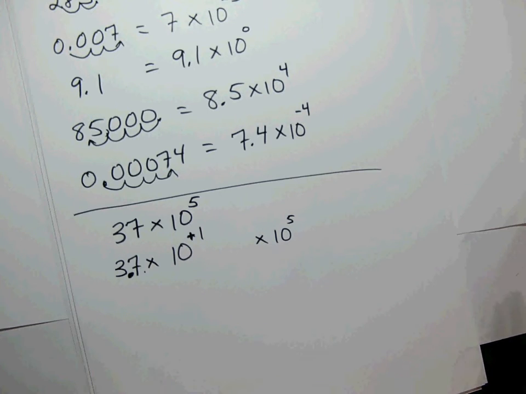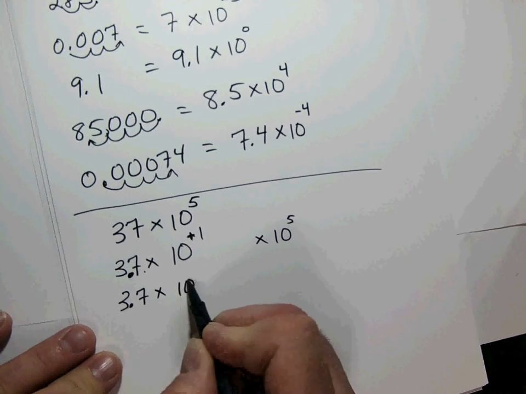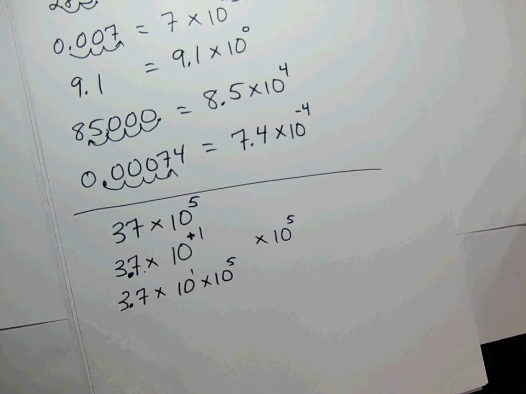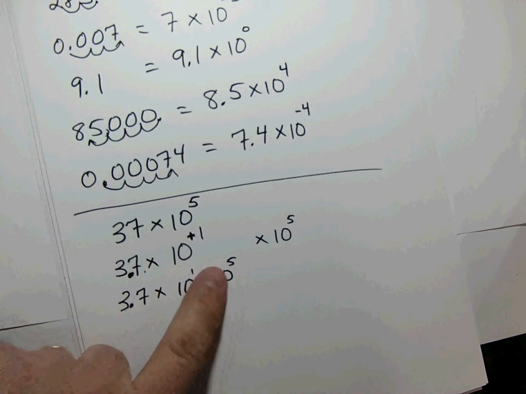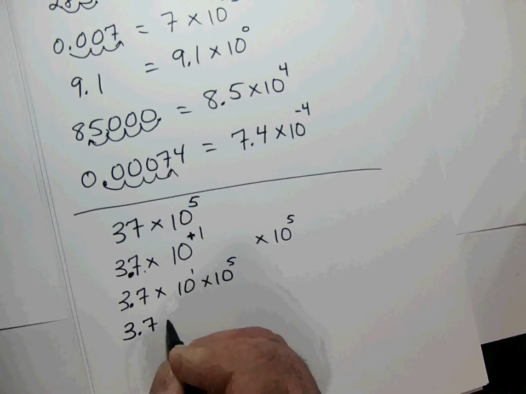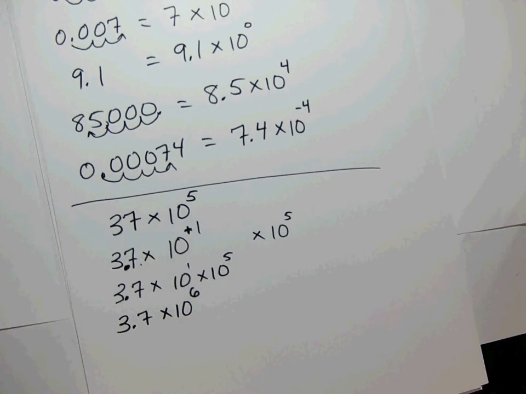All right, but I also had that times 10 to the 5th just tacked off to the side here, so let me write it again. Got 3.7 times 10 to the 1 times 10 to the 5th. Well, I want to consolidate that part, right? The 10 to the 1 and the 10 to the 5th, I want to consolidate. And we all know that when I multiply bases with exponents, I simply add the exponents together, right? So it's going to be 3.7 times 10 to the 6th power. Okay?